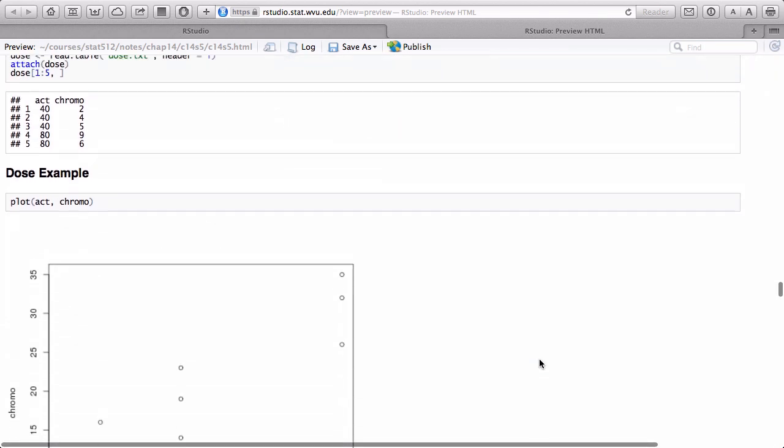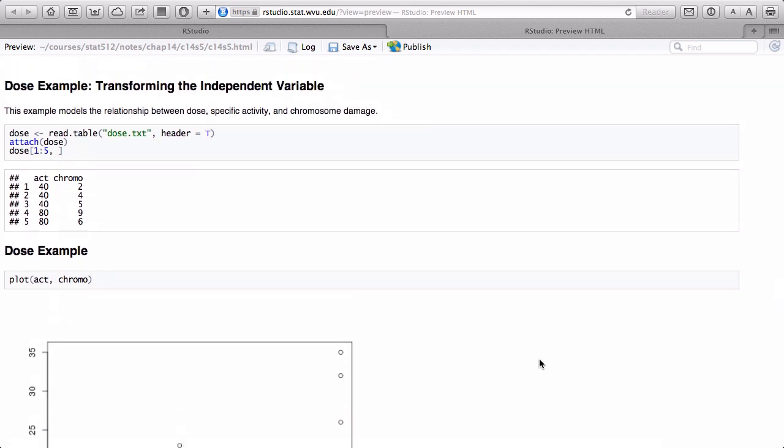What I'd like to do is to take a look at an example. So suppose that you're modeling the relationship between dose and specific activity dealing with chromosome damage. So the dose is a measure of specific activity, and you want to see how that affects chromosome damage. And so we're going to read in a file called dose.txt, and to print it out, just printing out the first 5 observations, you can see the dose, and here we have the chromosome damage.